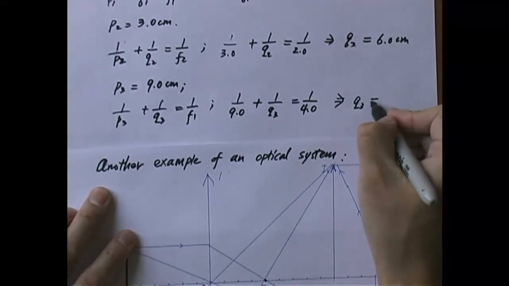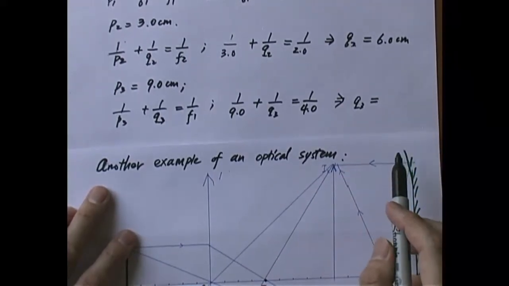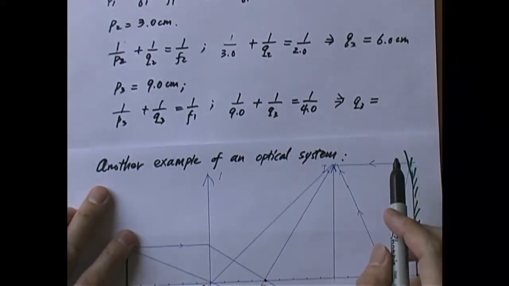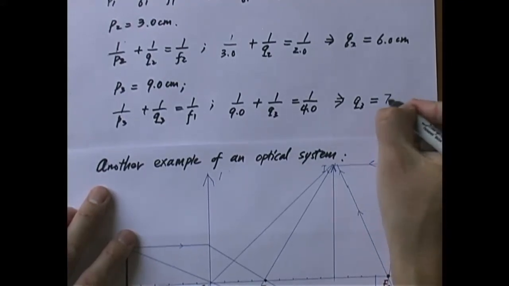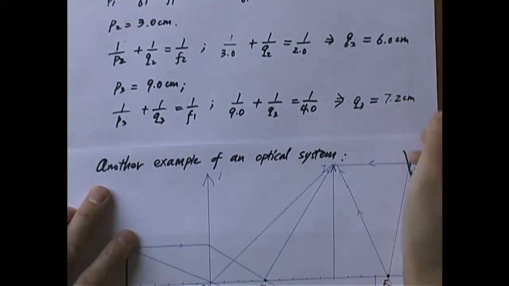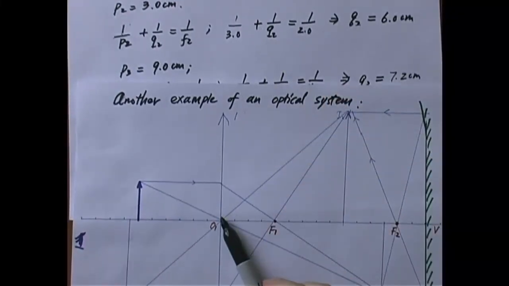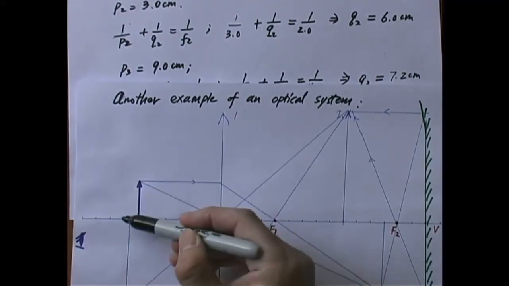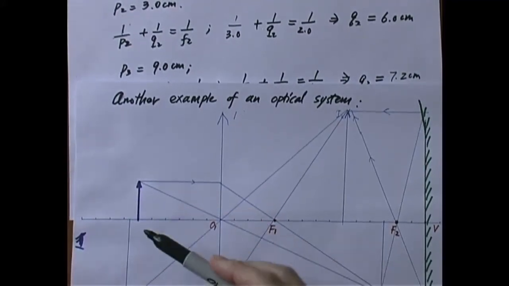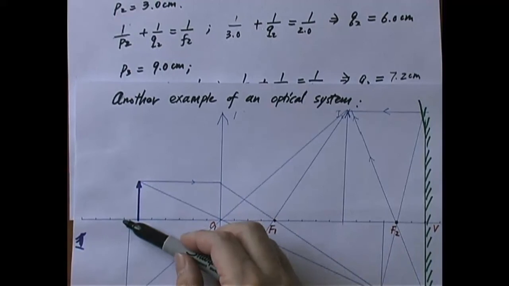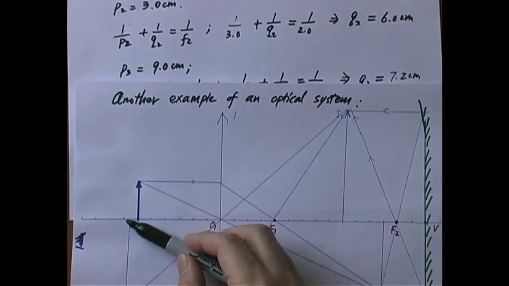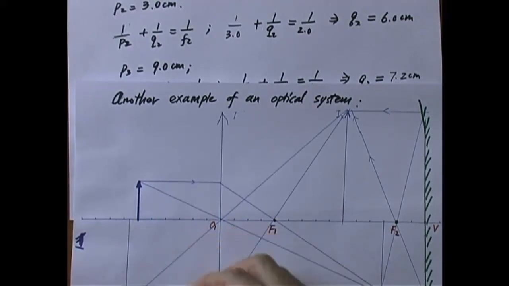You can do a little calculation for what Q3 should be. Unfortunately it's not an integer, but you can calculate it. It is 36 divided by 5, about 7.2. So according to our calculation, the final image should be about 7.2 centimeters behind the first lens. 1, 2, 3, 4, 5, 6, 7. So it should be somewhere here. Our rough drawing yields there. So we get about 2 or 3 millimeters of error, but it roughly agrees with the correct answer.